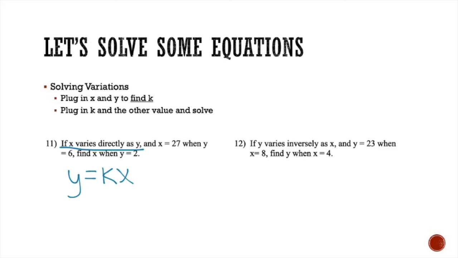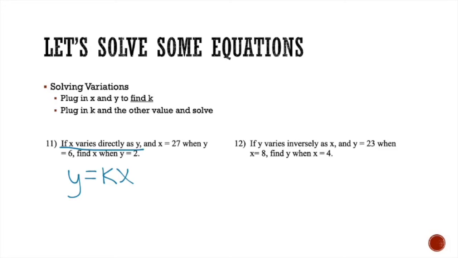Are you with me? Yes, ma'am. That's all it means. It's direct, so it's this. In a moment, we're going to do inverse, and we're going to have the other one. So when it's direct, all you're going to do is fill in the 27 for x and the 6 for y and solve for k. That's correct. It says right here to plug in x and y and find k.